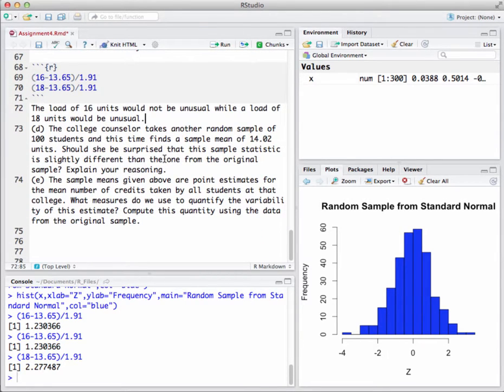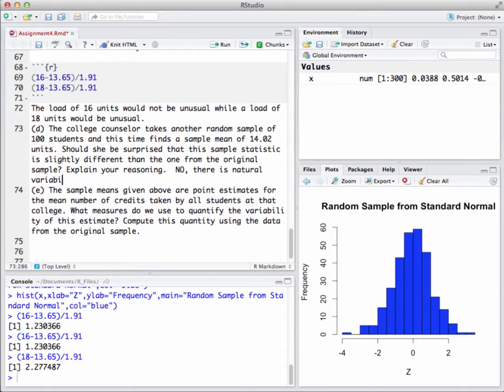We can work here. The college counselor takes another random sample of 100 students and this time finds a sample mean of 14.02 units. Should she be surprised that this sample statistic is slightly different from her original one? Explain your reasoning. And you would say what? No, there is natural variability in the sample statistic.